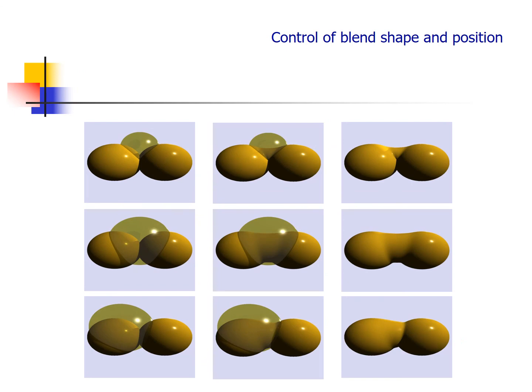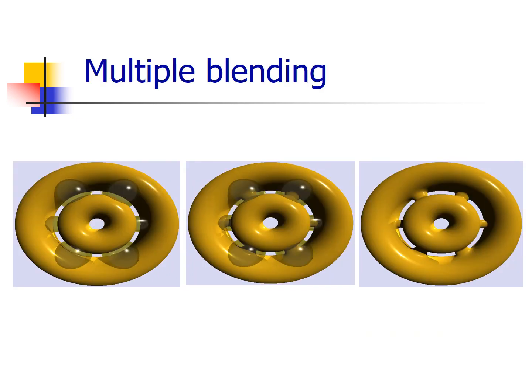Control of the blend shape and position in 3D is illustrated on this slide. Here is an example of bounded blending operation. You can control the place and size of the blended area by the bounding solid, the third transparent shape on this slide. The definition of the bounding solid by a single function allows for unusual operations, such as multiple blending. Multiple blending controlled by a bounding solid consisting of 6 disconnected components is shown on this slide.